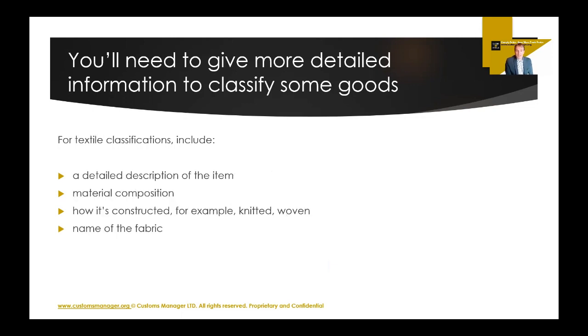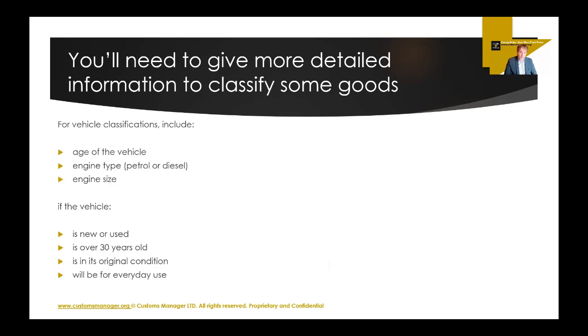For textile classifications, you can guess it now, we need more detail. We need a detailed description of the items. We need to know the material composition. We need to know how it's constructed, for example knit or woven, and the name of the fabric. And one thing that's missing is who it's for. Is it child? Is it man? Is it woman? And there are very specific rules for that.